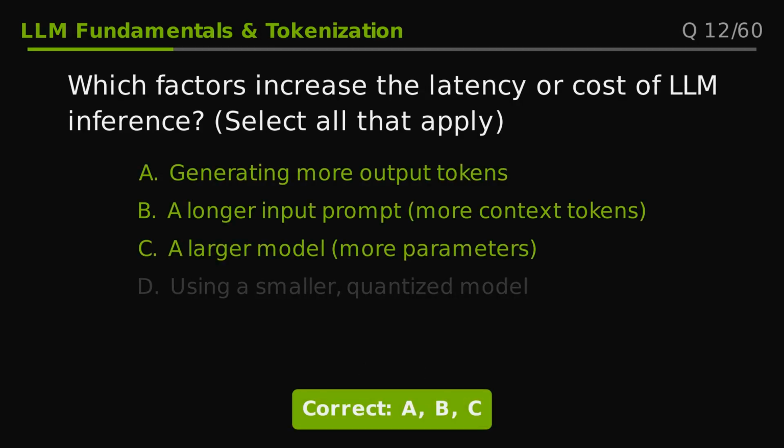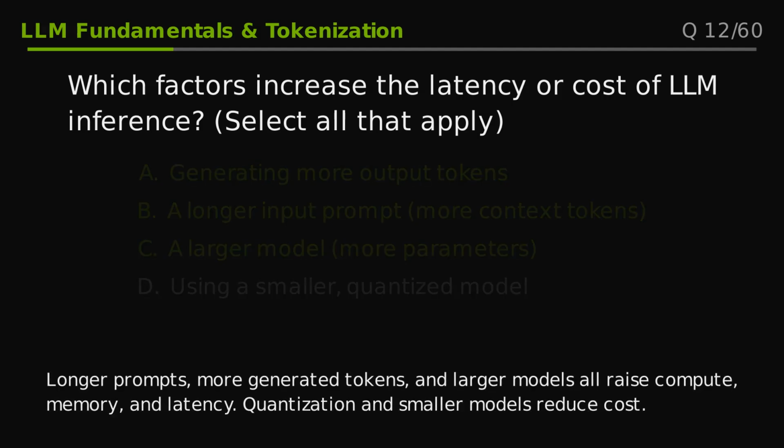The correct answers are A, B, and C. Longer prompts, more generated tokens, and larger models all raise compute, memory, and latency. Quantization and smaller models reduce cost.